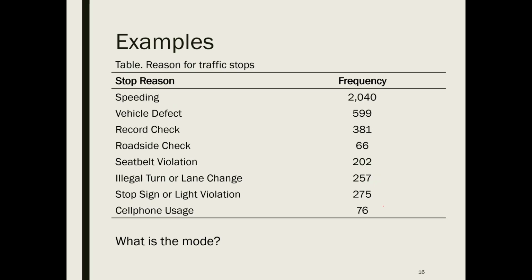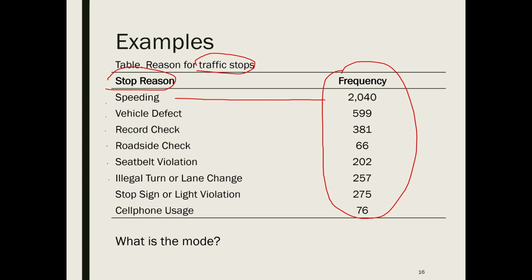Now, if you take a look at this table, we have the reasons for traffic stops: stop reasons, for example, speeding, vehicle defect, record check, roadside check, seatbelt violation, and so on. On the right side is the frequency of those stop reasons. So what is the mode? The mode is speeding.